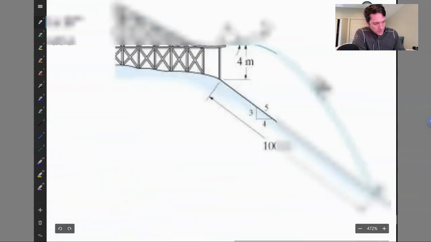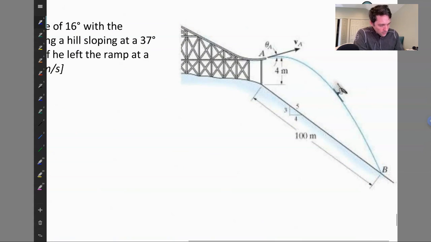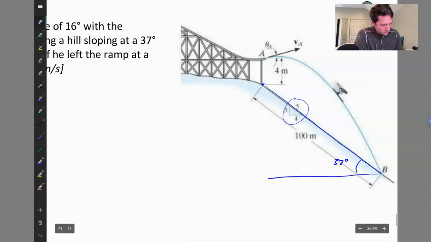All right. Let's first just unpack this diagram. There's a lot going on. We're given this value, 100 meters away, but that's along this line right here. This is a 3, 4, 5 triangle, which is nice. When you see 37 degrees, know that that's referring to a 3, 4, 5 triangle. So if this is 100, then this would be 80 meters, and this is going to be 60 meters.